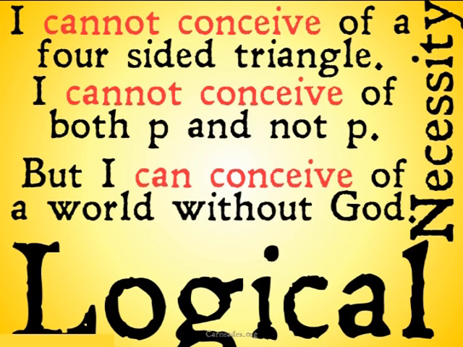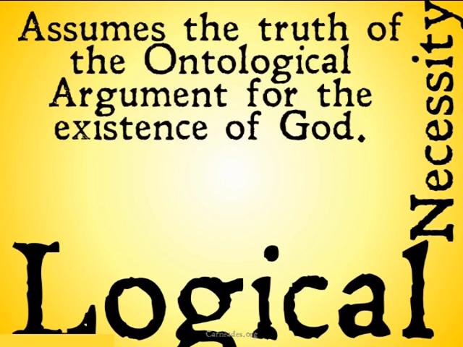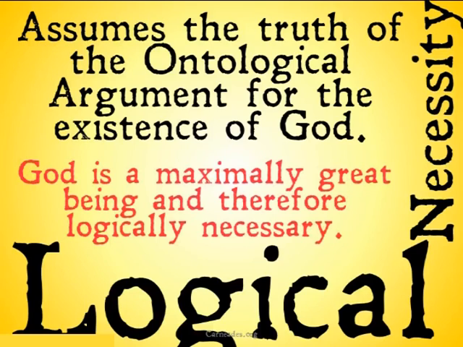And even if you still think that God is logically necessary, this seems to assume the truth of the ontological argument for the existence of God. Basically, that God is a maximally great being and therefore logically necessary. You'll only buy the idea that God is logically necessary if you already buy the ontological argument. If you don't buy the ontological argument, there's no way you're going to buy the cosmological argument. It's the same problem that's going to show up with modal necessity as well, because it seems that both logical necessity and modal necessity rely very heavily on the ideas presented in the ontological argument for the existence of God.